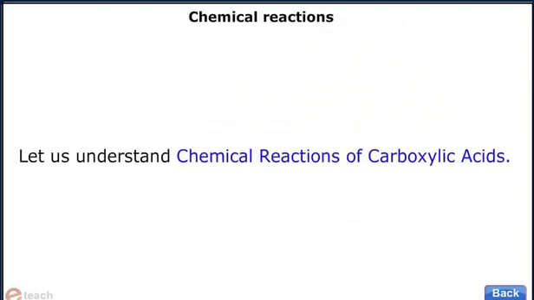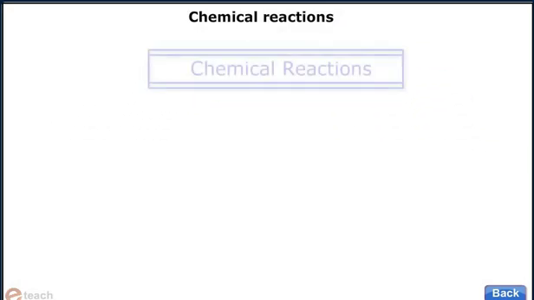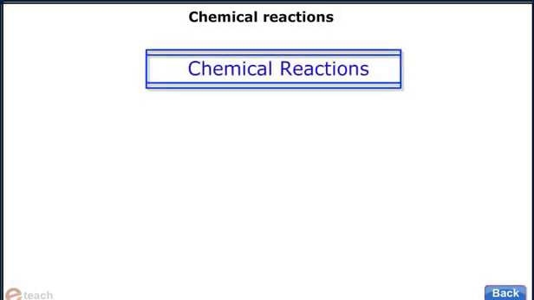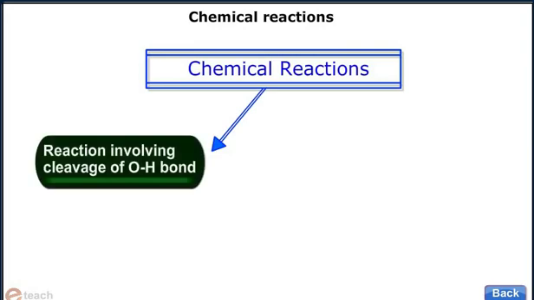Chemical reactions. Let us now understand chemical reactions of carboxylic acid. The study of chemical reactions is divided into four parts. The first one is reaction involving cleavage of O-H bond.